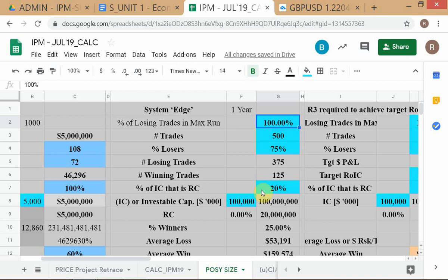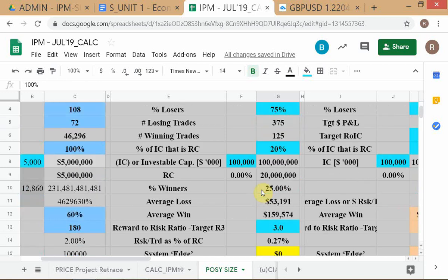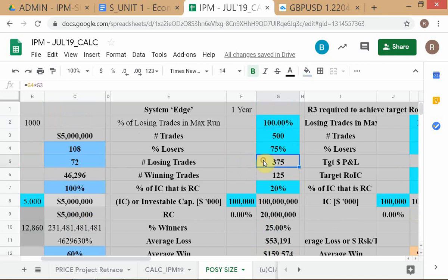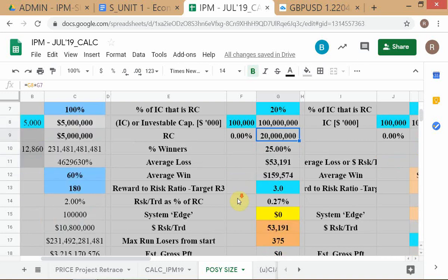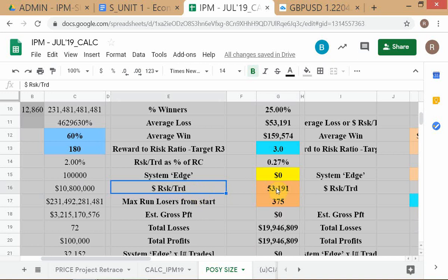Okay. So I've got $20 million of risk capital, and I'm projecting 375 losing trades in a row. I want to have one constant number as the dollar risk per trade. How much am I going to risk on each trade? So I've got 375, plus I want to have money left over for one more trade, right? So what should I do in deriving this? Look at this row, cell G5, and look at this cell G9. And in dollar risk per trade, what have I got?